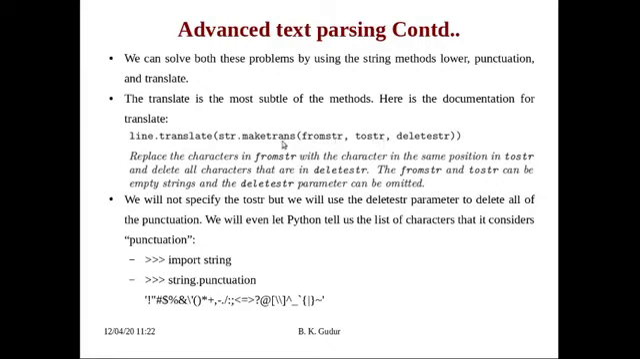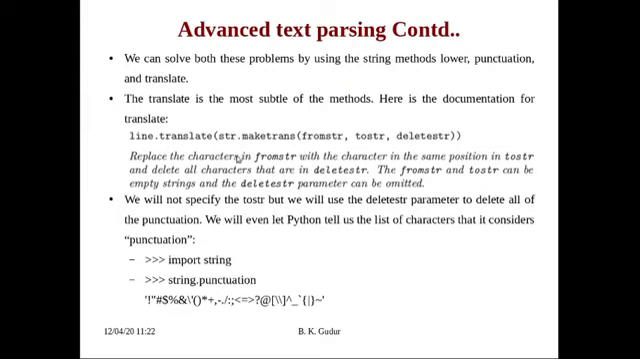This particular translate is going to take 3 arguments: the from string, from which we will take, and the to string, to which we translate. This is the line that we take, this is the line that we translate, and this is by deleting all these punctuations. Whatever characters appear in this string, we will delete.